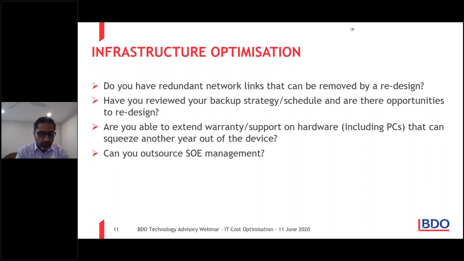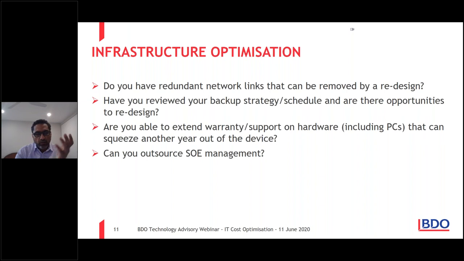Now, the other option related to that is if your workforce has shifted to working from home, and a lot of the desktops which are sitting in the office are not getting used, there could be an option for you to actually resell them or repurpose them. So looking at some of those options on what you can do with the warranty, how you can repurpose some of the hardware that you have, could deliver infrastructure optimization.